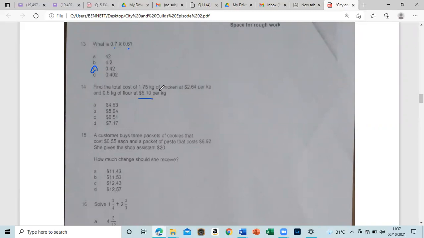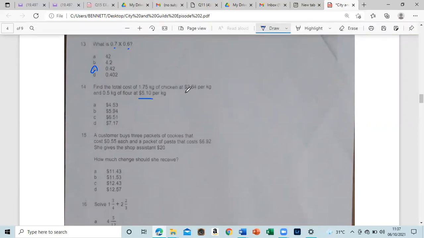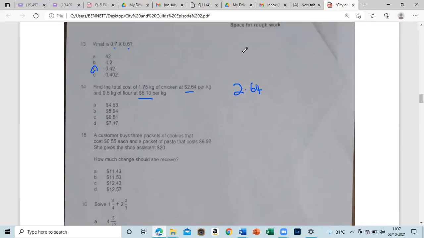All right, so we want 1 3/4 kilograms, right? This is for 1 kilogram, so it's $2.64 per kilogram. But we need 3/4, so we need 3/4 of this. What we can do is find 75% of 264, or we can just simply divide 264 by 4.